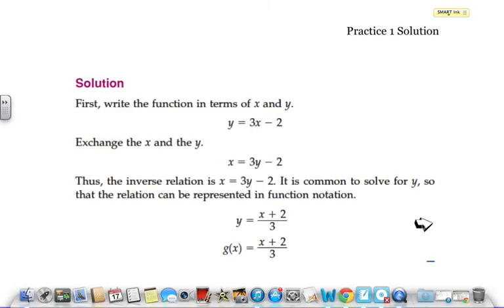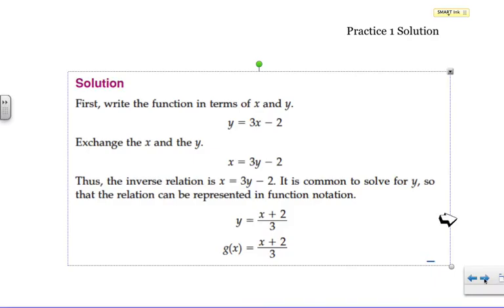Okay, and here's your solution. All right, next example.